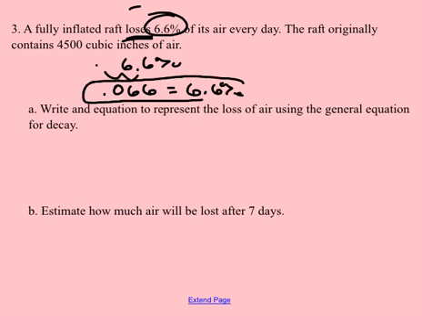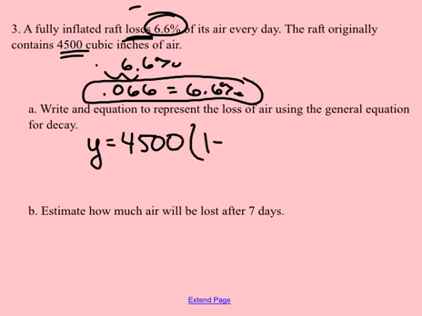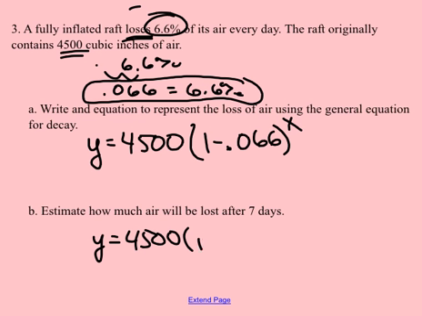So when I did my equation, I would write it starts at 4,500. That's what it originally contains, 4,500. Then I would do 1 minus 0.066 to the x. Sometimes we use t, x, same thing. After 7 days. So then, 1 minus 0.066 to the 7th. Now make sure you know it was after 7 days. This was the equation for every day, so that's why the 7 just becomes that.